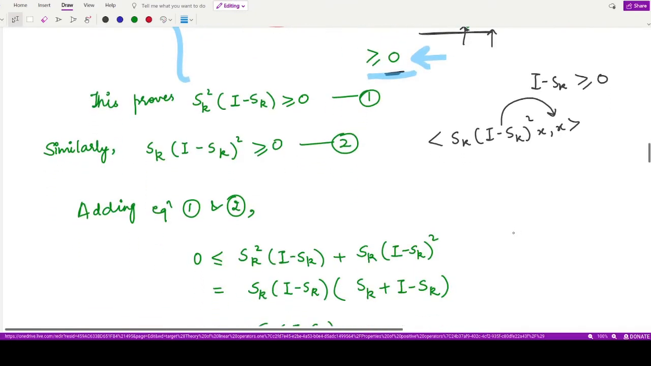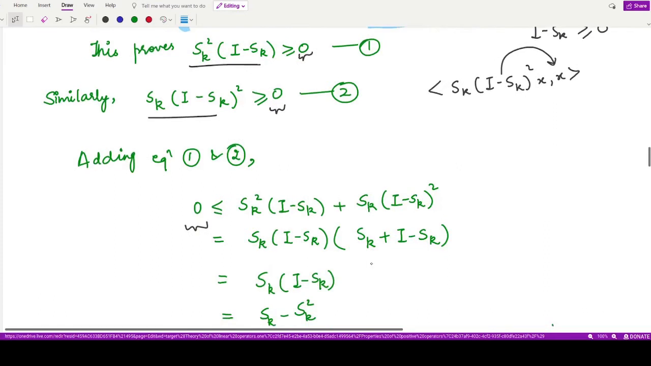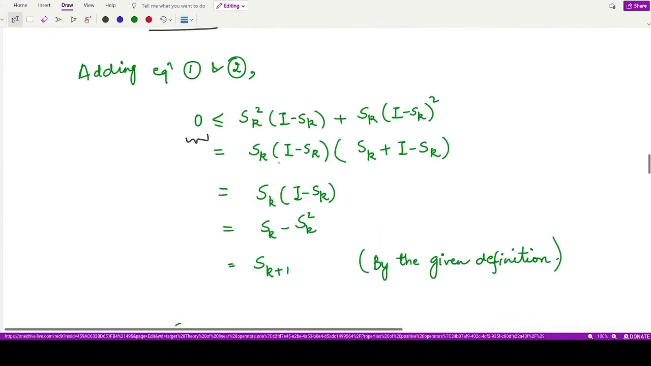Right, so now you have two inequalities, inequality 1 and inequality 2. So we may add both of them. What do we have on the left hand side? You have the 0 operator plus the 0 operator, that is nothing but the 0 operator. This is less than or equal to this term S_k squared (I minus S_k) plus this term S_k (I minus S_k) squared. Now you may simplify this expression a little bit. You may have this as common, this as the remaining part, this and this cancel. This is the identity operator which you may leave behind. So you are left with S_k (I minus S_k).